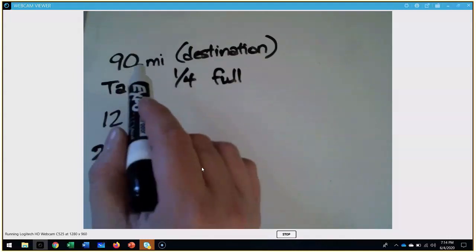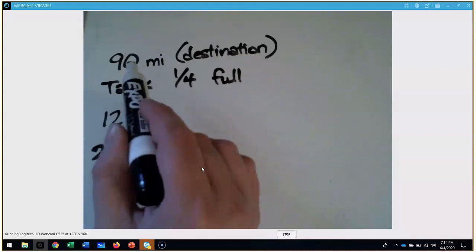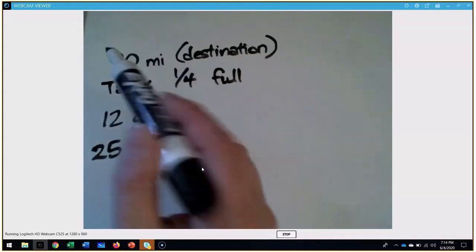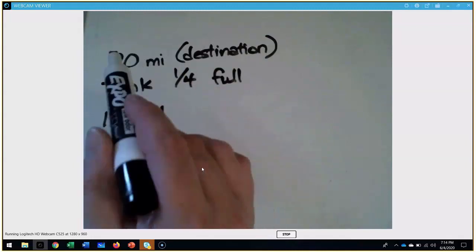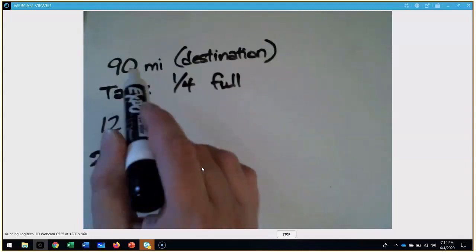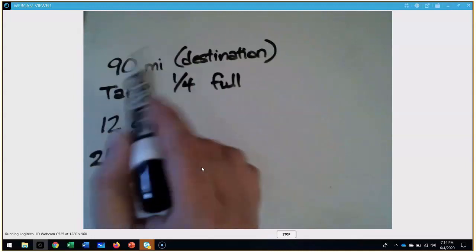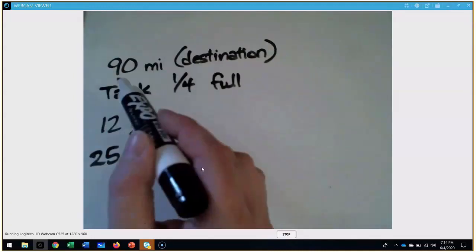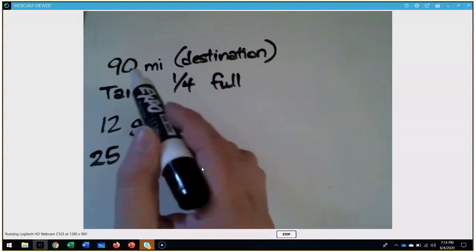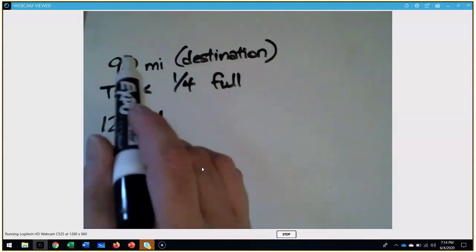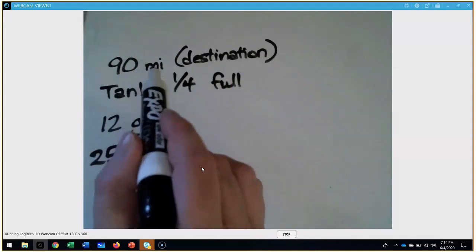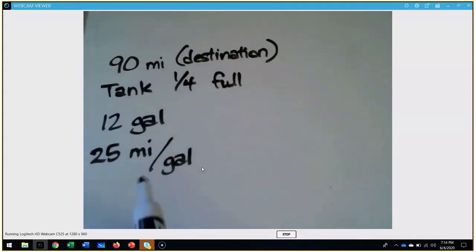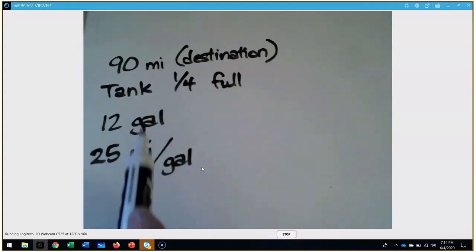If I can only go under 90, then I need to stop. If my tank allows me to go, let's say, 120 miles, and I only need to go 90 miles, then I've got enough. So I need to know how many miles I can drive. I'm going to sort through all of this. If miles is what I want to end with, that means I'm going to have to cancel the gallons somehow. If I'm going to cancel the gallons, I need to see how much gas I actually have.